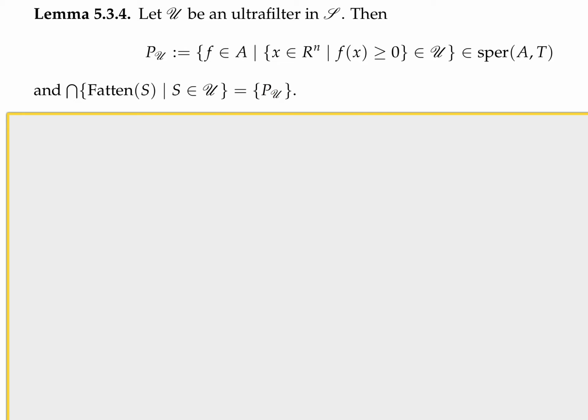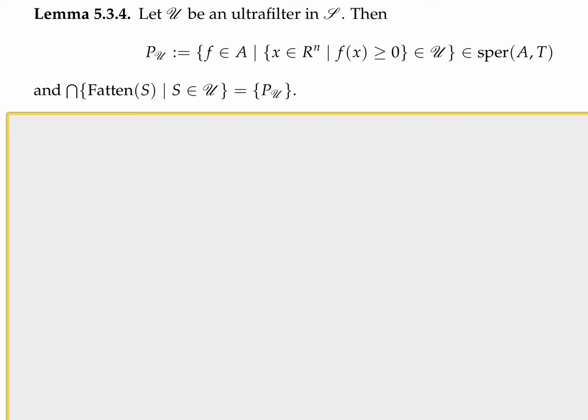So we claim actually that this prime cone P associated to the ultrafilter U in this Boolean algebra of k-semialgebraic subsets of R^n is the set of all f in A. You know, A was a polynomial ring in n variables, such that the set of all x in R^n where f of x is non-negative, so that's the set where this polynomial is non-negative, is a filter set, okay?